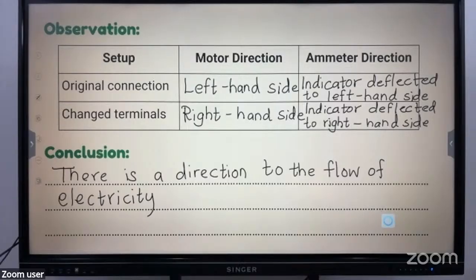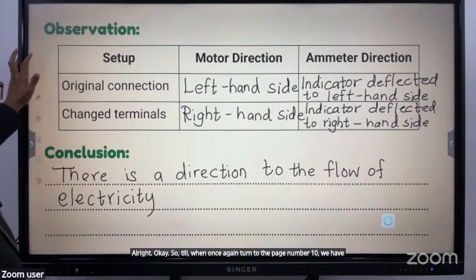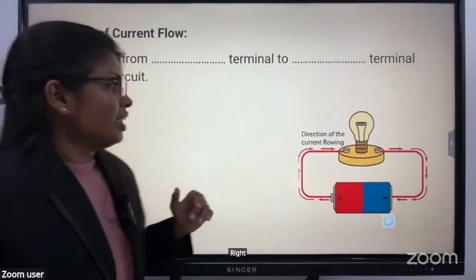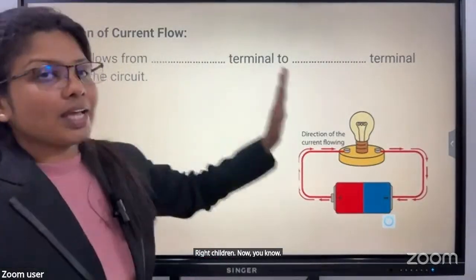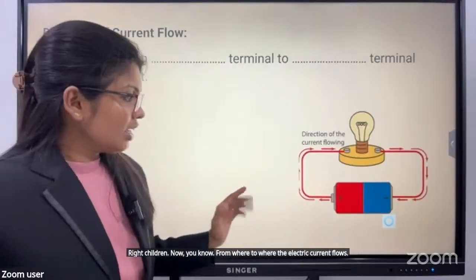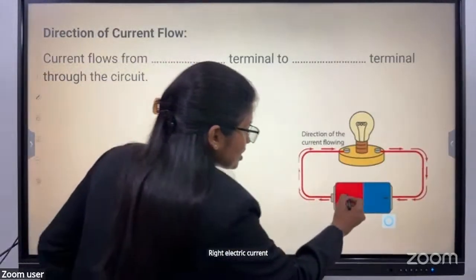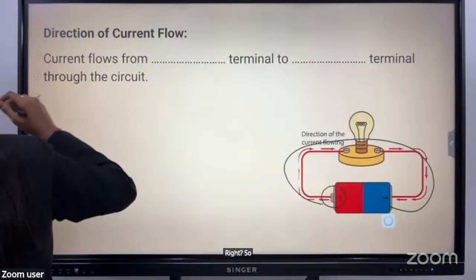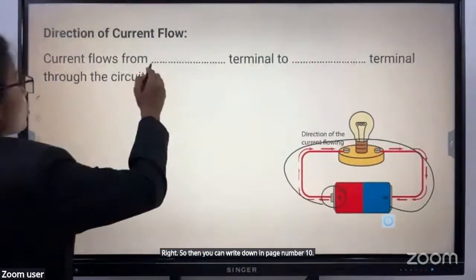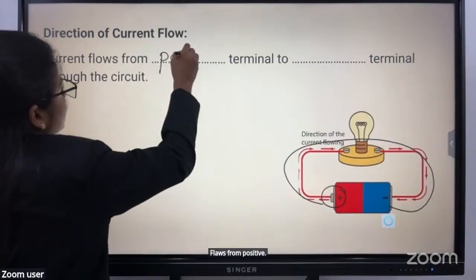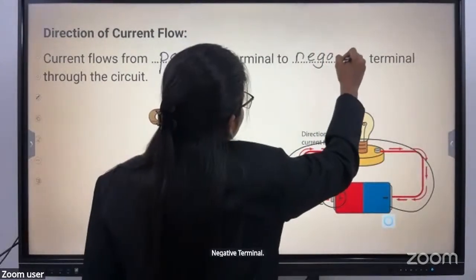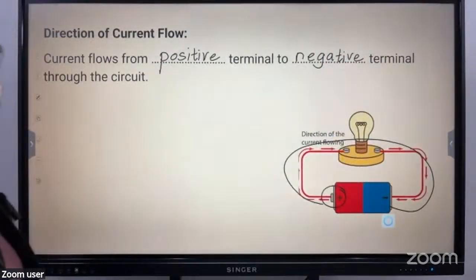All right. So children, once again turn to page number 10. We have a small amount left to write, and then we are finished. Now you know from where to where the electric current flows. Electric current flows from the positive terminal to the negative terminal. So you can write down on page number 10: current flows from positive terminal to negative terminal. Quickly write that down.